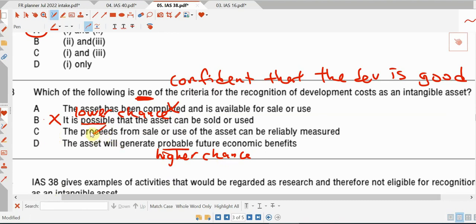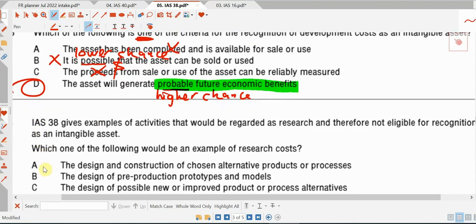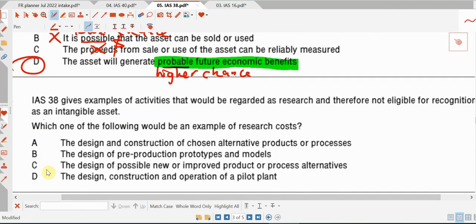C is not required as well. The proceeds, that means the money. The standard never says that you need to estimate the money. As long as it generates probable future economic benefits, that will be good enough. Okay, well done everyone. Is donkey the best answer of the four options? Okay, next question.